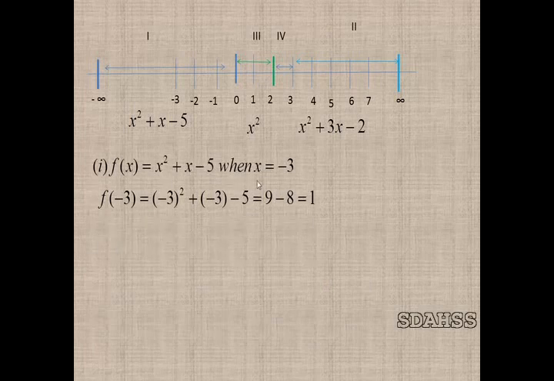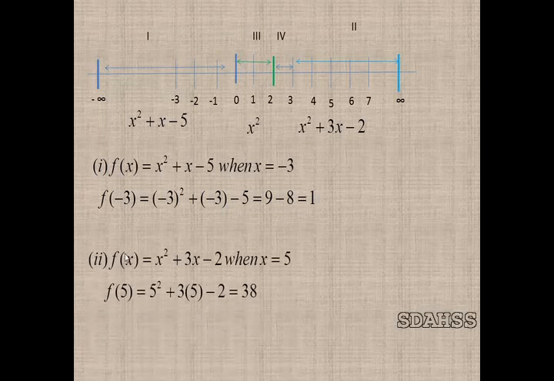First one, minus 3. Minus 3 is located in the first interval. So its function is f of x is equal to x square plus x minus 5. Substitute x is equal to minus 3. So you have minus 3 whole square plus minus 3 minus 5, which is equal to 9, minus 3 minus 5 is minus 8. So 9 minus 8, 1.